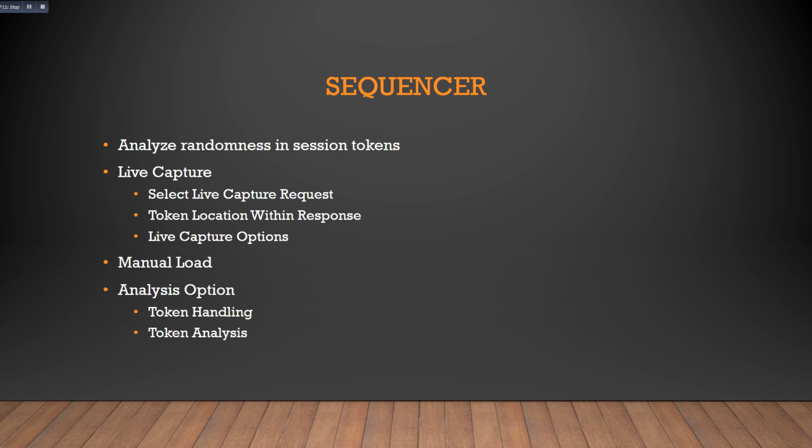Then we can do the analysis option, which has token handling, which allows us to control how tokens are handled, start, and we can pad them, things like that. Token analysis is the option below. There are options in it, such as count, transitions, and a lot of different options, and they control the types of analysis that are going to be performed.